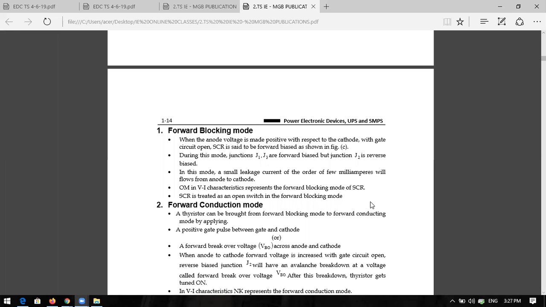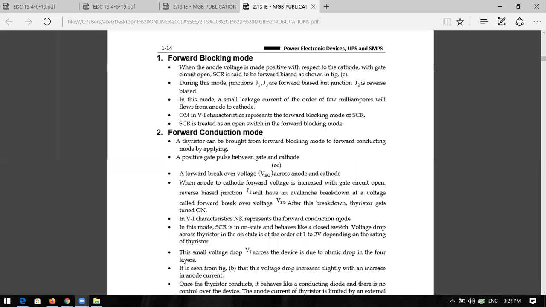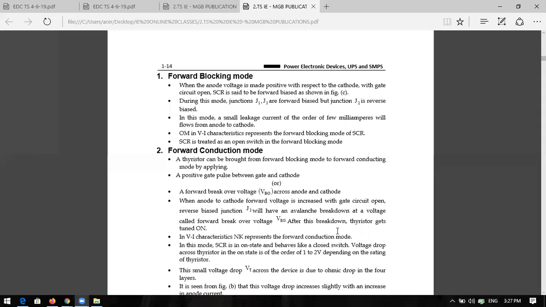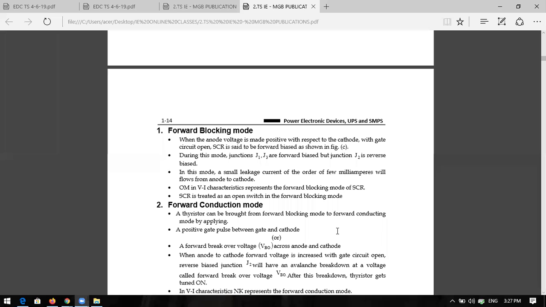Is it clear? It is in the ideal state, not conducting any current. The device is not activated and not turned on in the forward blocking mode. In the forward bias mode, we have two modes of operation: forward blocking mode and forward conduction mode. In the forward blocking mode, a small leakage current flows in the circuit or device, so it does not turn on the SCR.